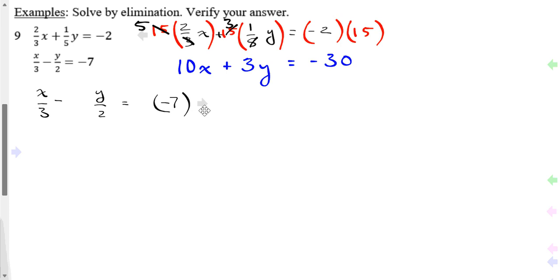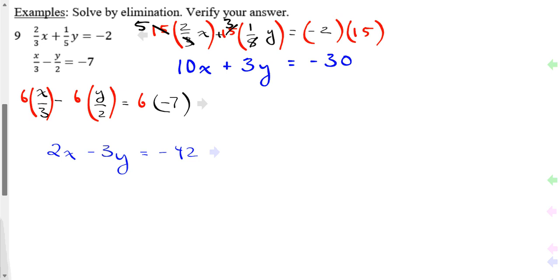Here's my second equation. And hopefully you multiplied each term by 6. And when you multiplied by 6 and then simplified, you will have ended up with the equation 2x minus 3y equals negative 42. So fractions are gone.